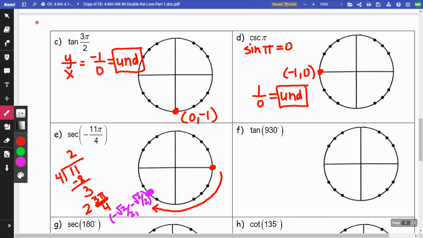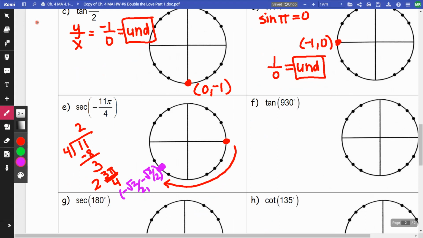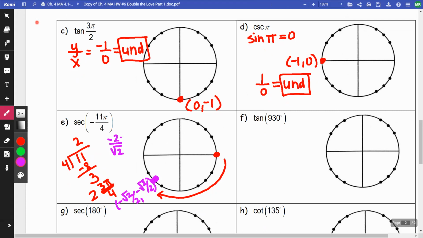And the secant is again going to be the reciprocal of my cosine. And so I'm going to take a negative 2 over root 2. And I already cleaned this up before. When I multiply by root 2, I end up with a negative 2 root 2 over 2. Again, the 2's cancel, and I get a negative root 2 as my answer.